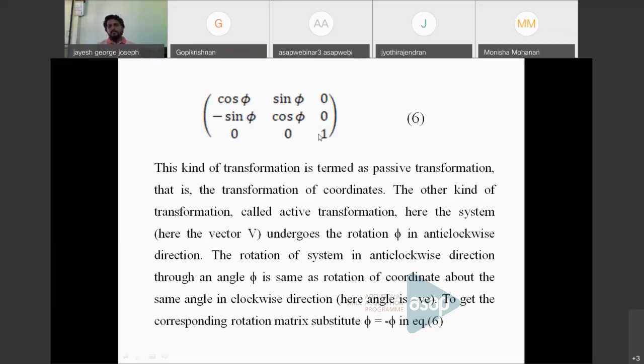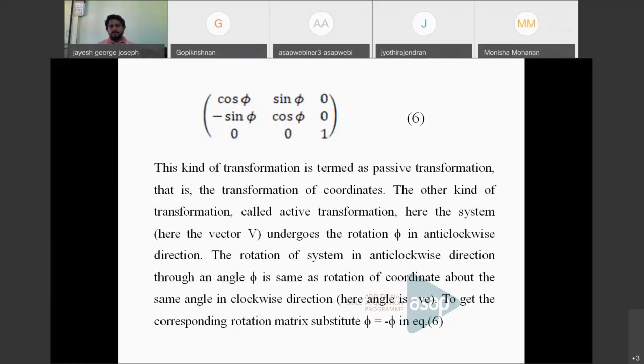You can do this simply by plotting a figure and then determining the corresponding change in component values; the change in components is the direction cosine between the initial and transformed coordinates. That is the way we are doing it. It is already familiar to you. This matrix corresponds to a transformation. This kind of transformation is termed a passive transformation, that is, a transformation of coordinates. The other kind of transformation is called an active transformation.